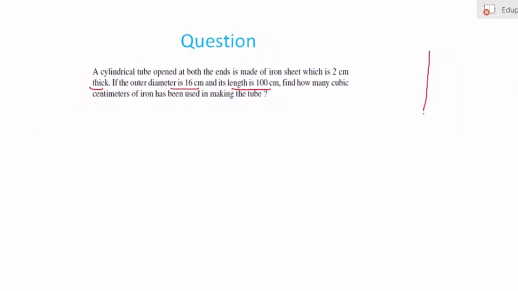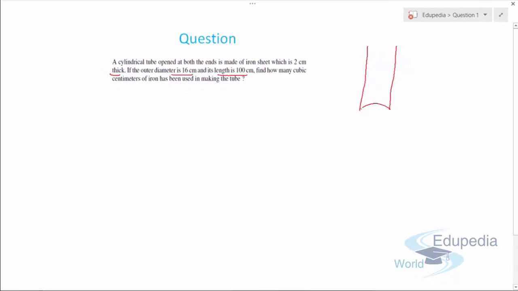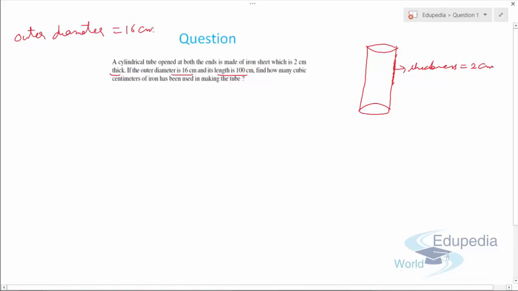First of all, we need to draw a cylinder like this. So this is a cylinder. The thickness of the material is 2 cm, and the outer diameter is 16 cm, so this part includes the thickness. The length is 100 cm. We need to find the volume of material used. What we can do is take the volume using the outer diameter and the volume using the inner diameter, then we can find the volume of iron sheet used. Let's see how we can solve this question.